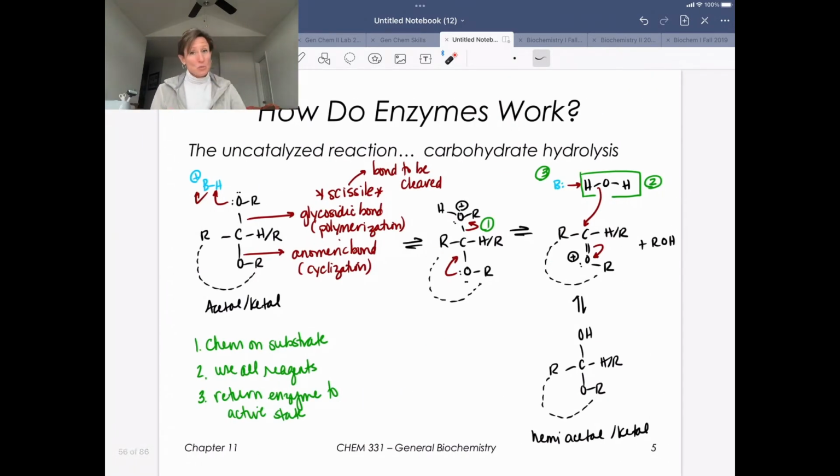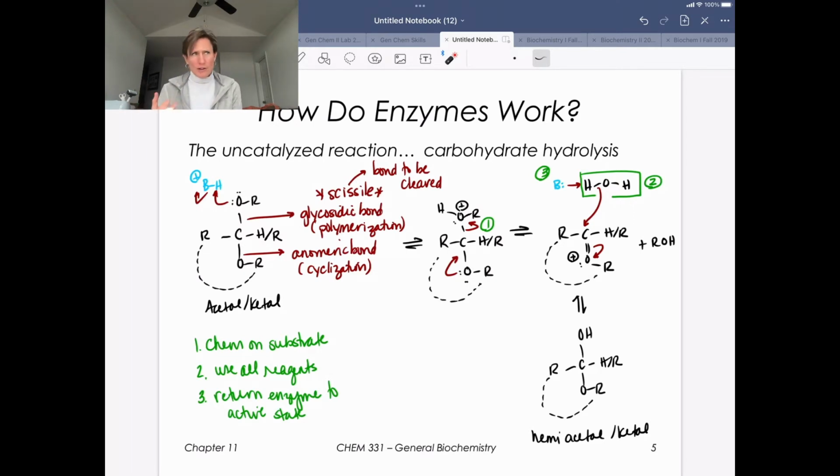Okay, remember those 3 steps that we have for performing chemistry. Do chemistry on the substrate, use all your reagents, and then make sure you return your enzyme site to its active state. So you can see after this first step, after we have this leaving group leave, we've broken this bond, we've done chemistry on the substrate, but we haven't yet involved water, and we haven't regenerated the enzyme active site. That's going to be happening again in our stage 2. So I'm going to zoom in and focus on what needs to happen for this chemistry to happen.